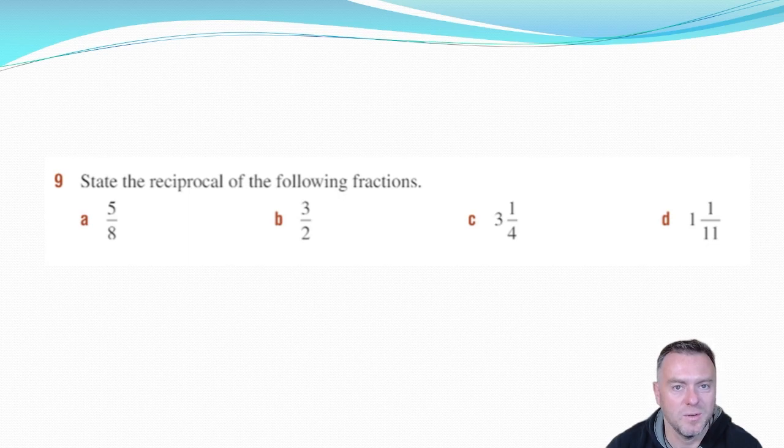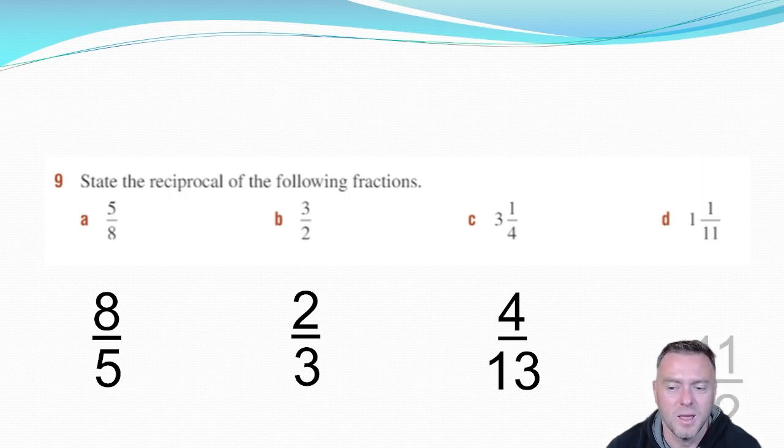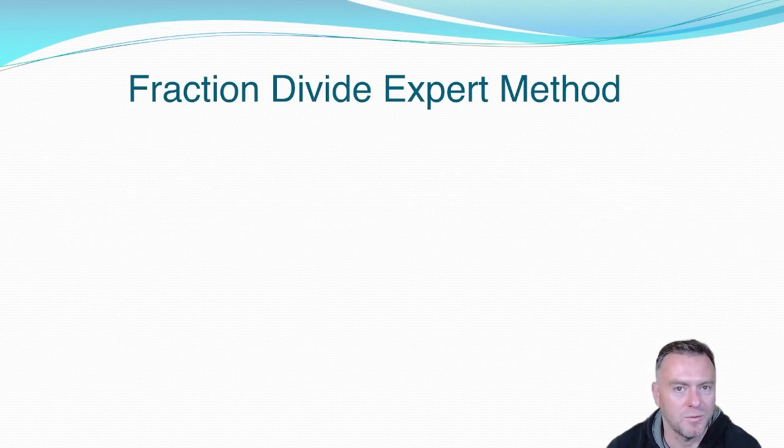So have a pause the video and see if you can do these ones. Awesome. So the reciprocal of 5 on 8 is just 8 on 5. The reciprocal of 3 on 2 becomes 2 on 3. Reciprocal of 3 and 1 on 4. First of all, we've got to do 3 times 4, which is 12, plus 1, which gives you 13 on 4, and then flip it. So that gives you 4 on 13. And the last one, you do 1 times 11, which is 11 plus 1. So we've got 12 on 11, and then we flip it to get 11 on 12.